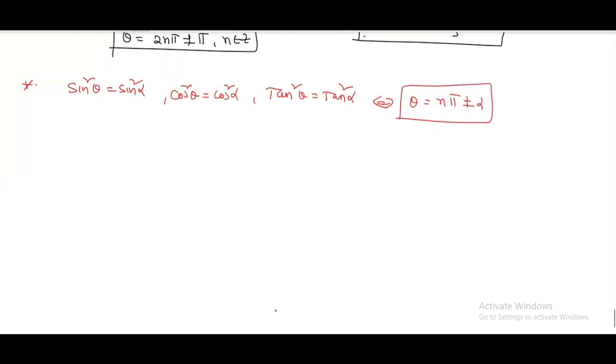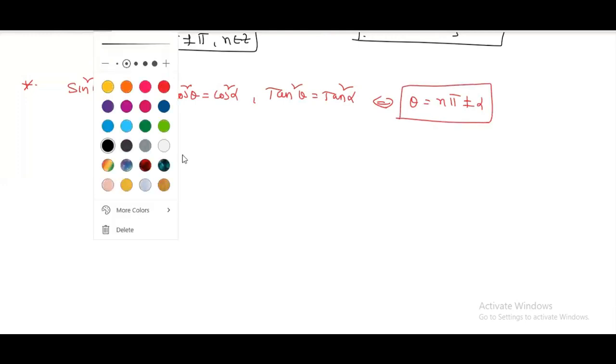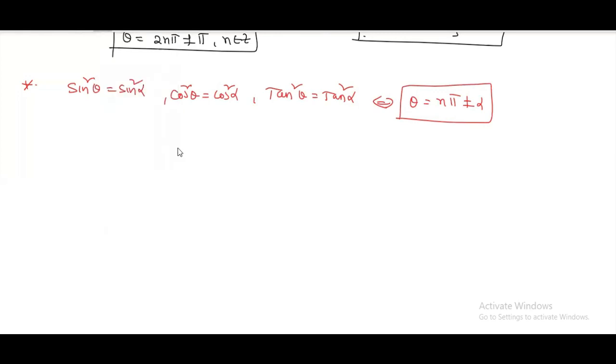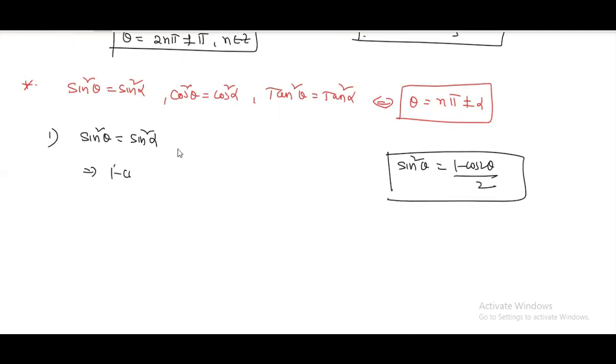So let's see how we will get this for different trigonometric equations. The first one, sin square theta is equal to sin square alpha. How can I write this? We have one formula that sin square theta is equal to 1 minus cos 2 theta by 2. According to this formula, I will write this as 1 minus cos 2 theta by 2 is equal to 1 minus cos 2 alpha by 2.